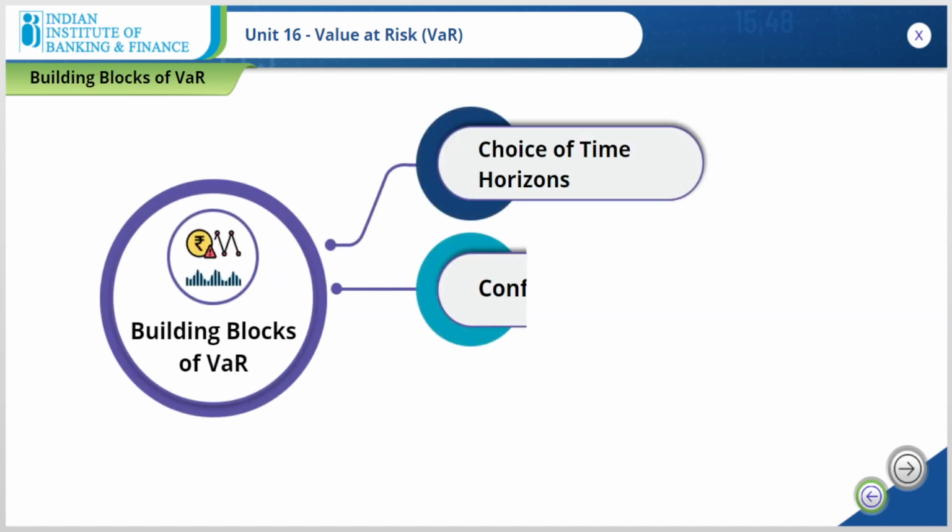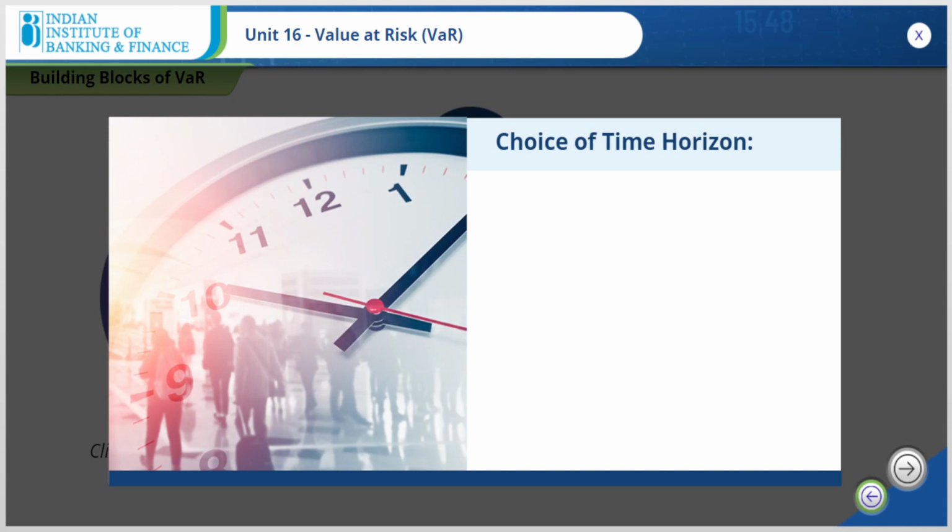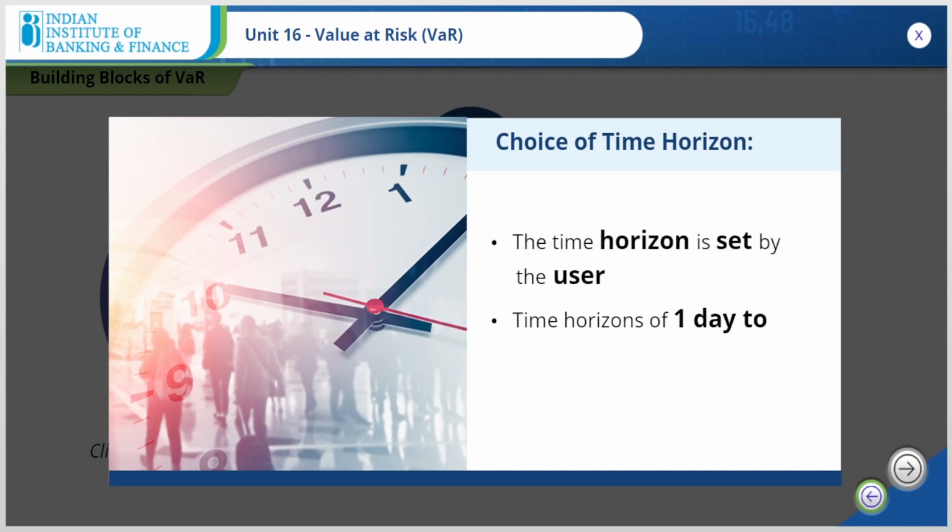Let us now see the building blocks of VaR. Click on each tab to know more. Choice of time horizon. The horizon is set by the user. Time horizons of 1 day to 1 year are used by bankers.